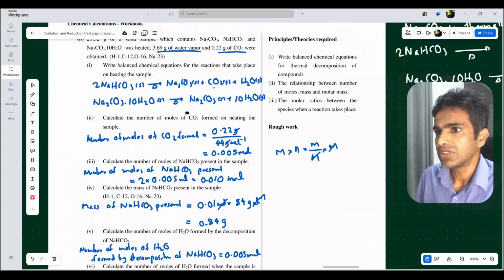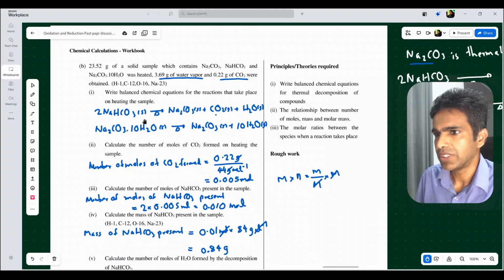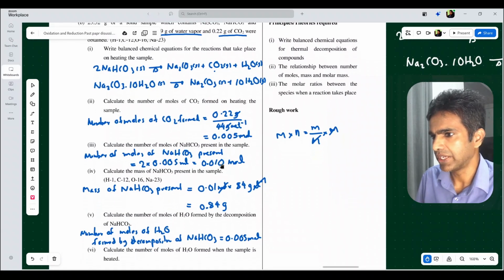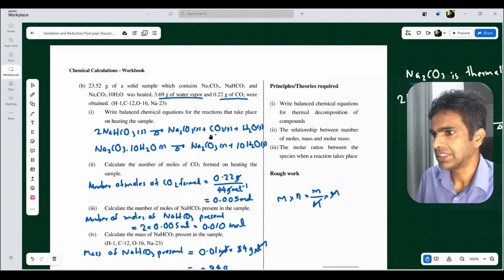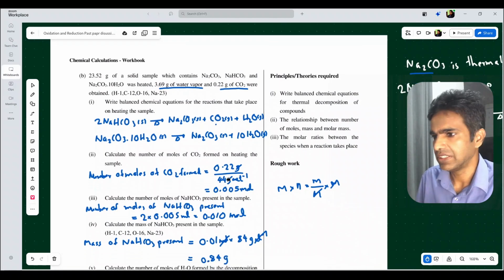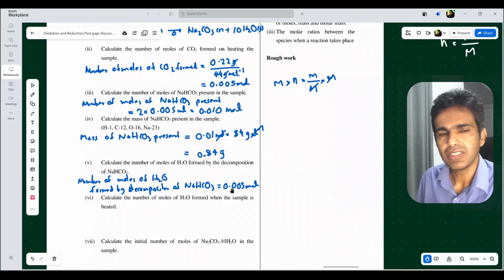Or you can use number of moles of sodium bicarbonate also. Then mole ratio is 2 to 1. That means half of number of moles of sodium bicarbonate. That means 0.01 moles times half. The same value 0.005. So in this case I used the mole ratio between carbon dioxide and water because that ratio is 1 to 1. Then it is easy to determine the number of moles of water vapor.